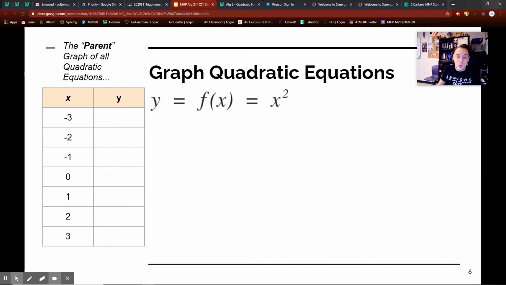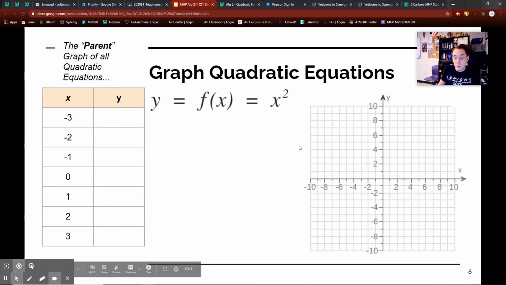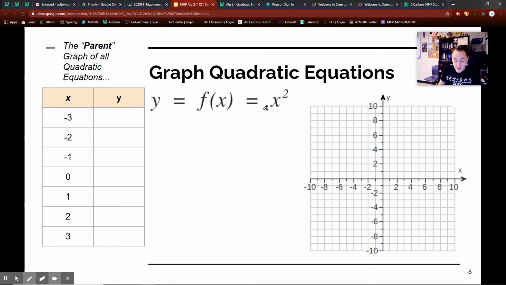Okay, so if I say y equals x squared or f of x equals x squared, this is just your basic parent graph, and we're going to graph it here. So let's go to town on this. If I plug in -3 inside of this x, what I get is really just (-3) squared, which equals 9. Notice how I put it in parentheses? You need to make sure you put it in parentheses.